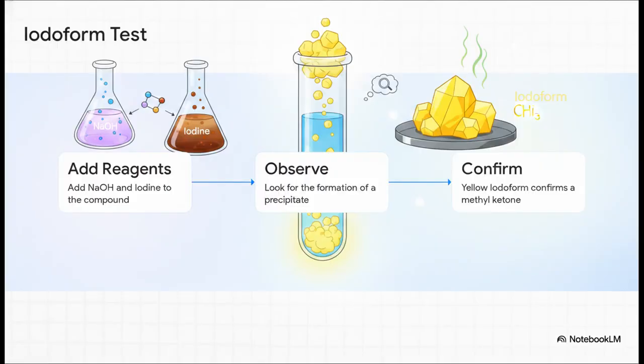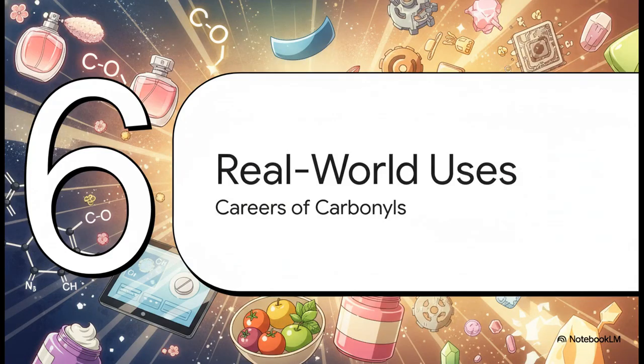Another great interrogation tactic is the iodoform test. Here, you add sodium hydroxide and iodine to your compound, and what you're looking for is the sudden formation of a precipitate. If the molecule happens to be a methyl ketone, meaning there's a methyl group sitting right next to the carbonyl, it will react to form this bright yellow, terrible-smelling solid called iodoform. It is a wildly vivid, unmistakable chemical tell. Section 6. Real-world uses of carbonyls.